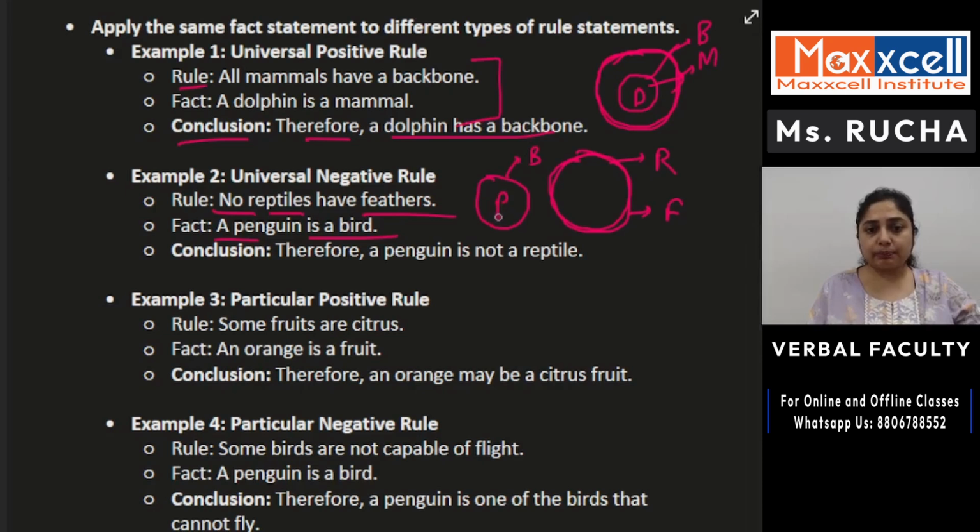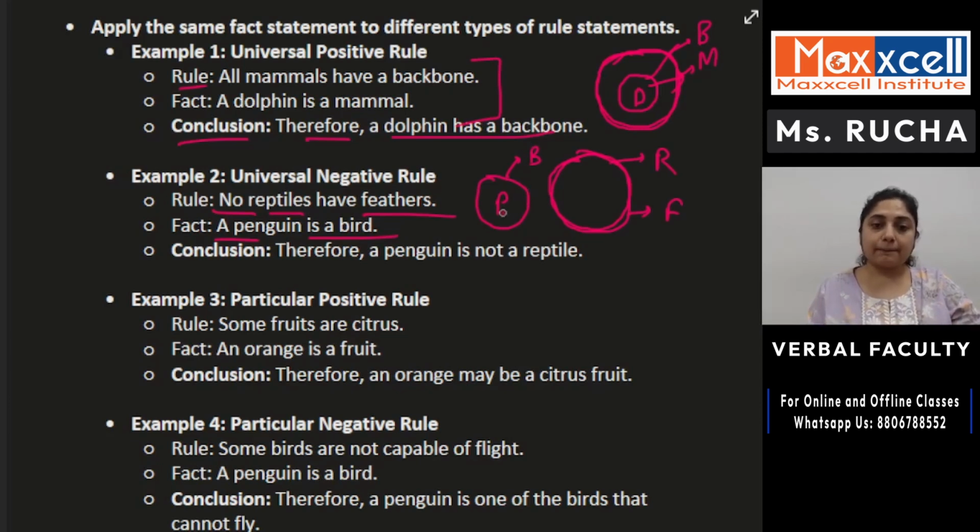Does this mean that penguin does not have feathers? But birds usually have feathers, right? And whether birds have feathers or not is not established here. So what is the only logical conclusion that we can draw from these statements?